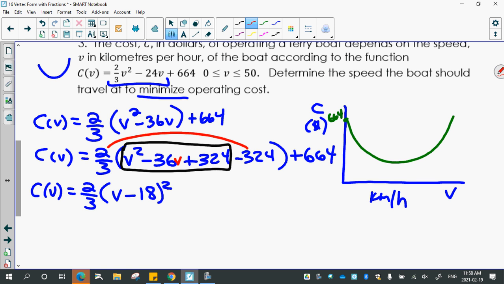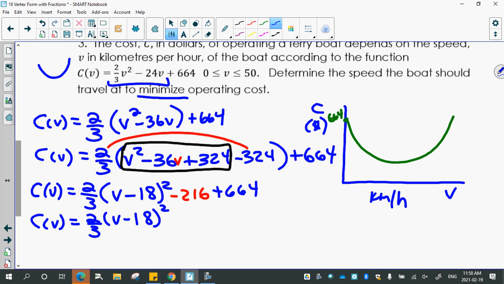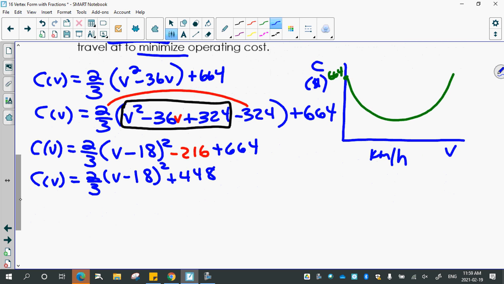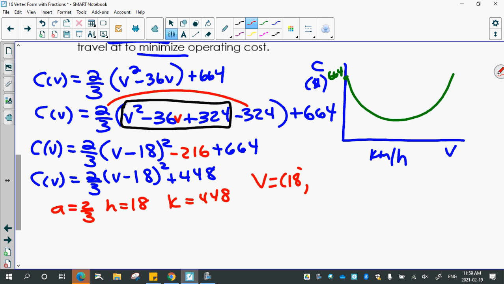So negative 324 times 2/3. Negative 216 plus 664 plus 448. Everybody good from there? Okay, so then you have to figure out the vertex. So A is 2/3, H is positive 18, which makes sense. K is 448. So my vertex is at 18 and 448.